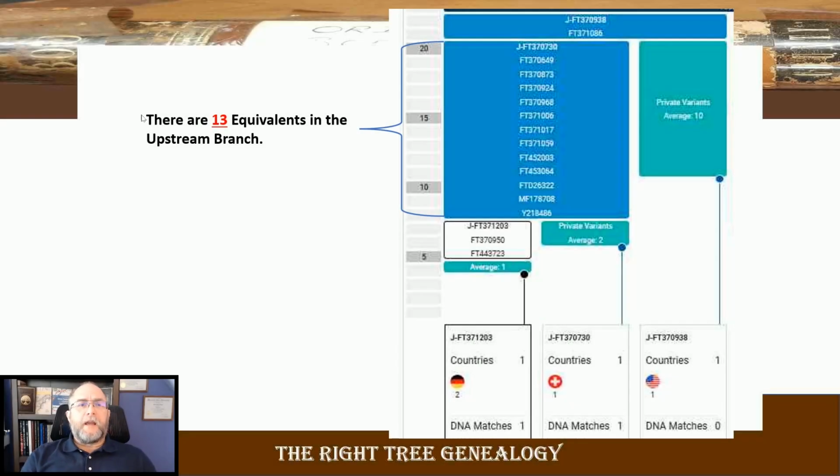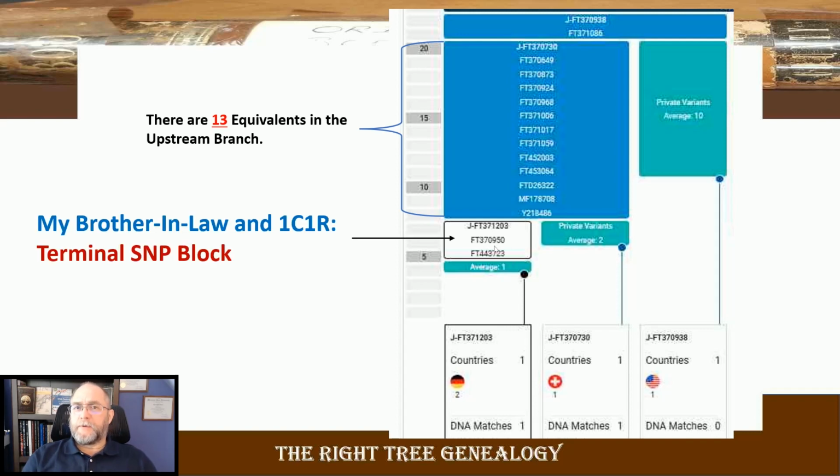So the first thing we're going to look at here is there is an upstream SNP block of 13 equivalents. This represents centuries of matches for the new tester that came into play. Therefore, we know that these three individuals have a long-standing history together. This block here, as it is represented and shown, is my brother-in-law and his first cousin once removed terminal SNP block. This defines their surname's block as it stands today.